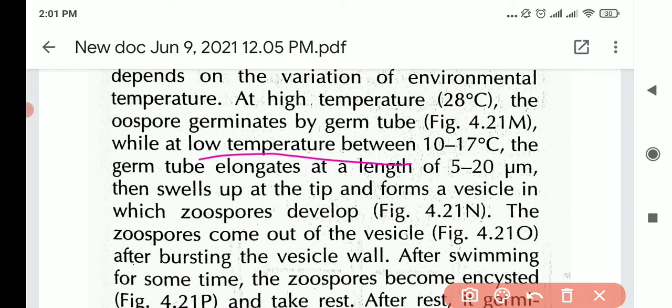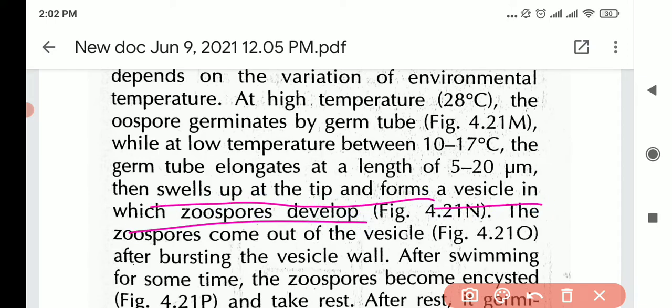At low temperature, when the temperature is between 10 to 17 degrees Celsius, the germ tube elongates to a length of 5 to 20 micron, then swells up at the tip and forms a vesicle in which zoospores develop. So if the temperature is low, it goes into what mode? Vegetative reproduction mode. It will develop the zoospores. Remember, in asexual reproduction, we saw the zoospore formation. So it will swell at the tip and form a vesicle.